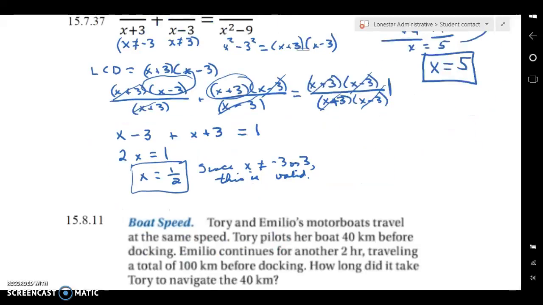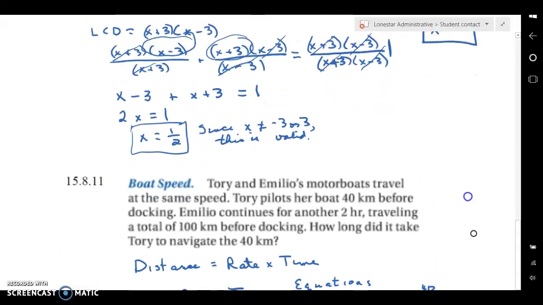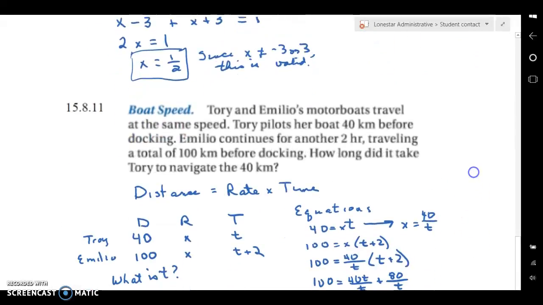Here's a student favorite, a boat problem. Tori and Emilio's motorboats travel at the same speed. Tori goes 40 kilometers before docking. Emilio continues for another 2 hours, traveling a total of 100 kilometers before docking. How long did it take Tori to navigate the 40 kilometers?